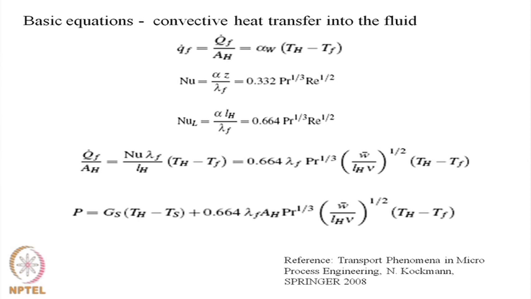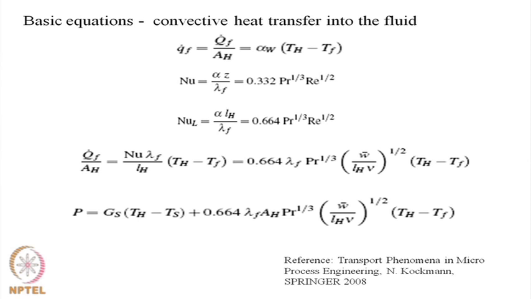So, if you think of the flow to be laminar over the heater, which in most cases of microchannels it is going to be laminar flow, the point value of the Nusselt number is simply equal to 0.332 Prandtl to the power 1/3 Reynolds to the power half. If we integrate this expression over the entire length of the heater, we get the Nusselt number based on the entire length to be equal to 0.664 Prandtl to the power 1/3 and Reynolds to the power half. In this case, the Reynolds number is based on the entire length of the heater.